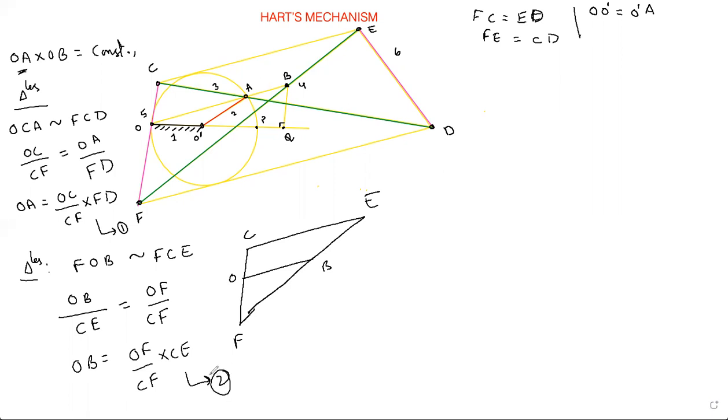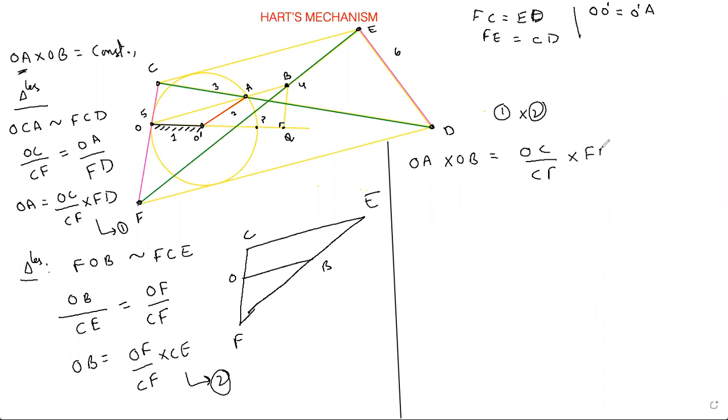We need to know that the first equation multiplied by the second equation should be constant, right? Now what is the first equation? Just multiply them both. So equation 1 into 2, so that you will get OA into OB is equal to, I can write down, OC by CF into FD, and then again multiplied with OF by CF into CE.